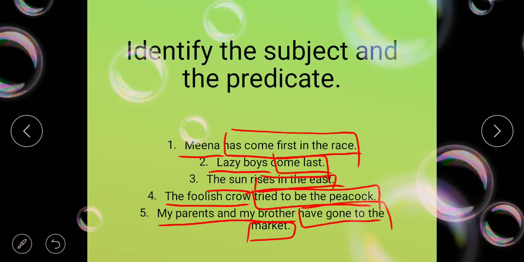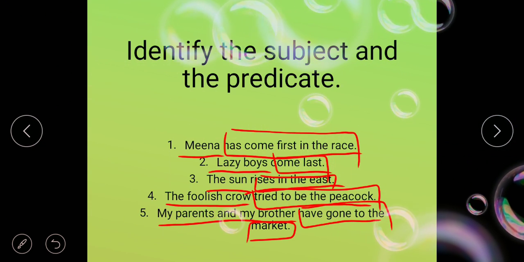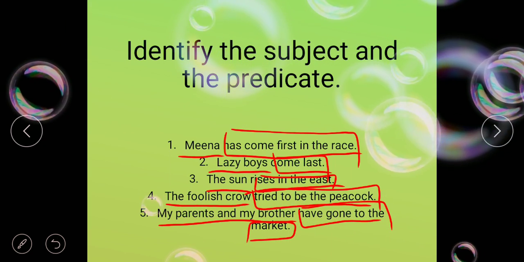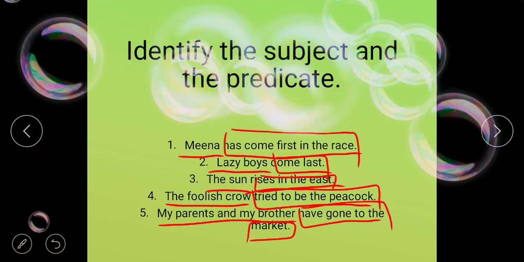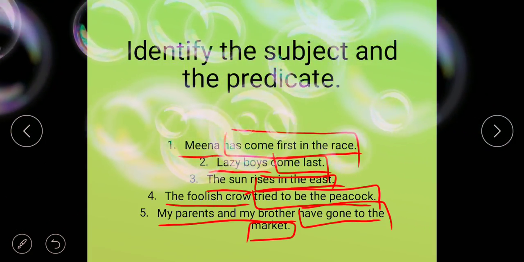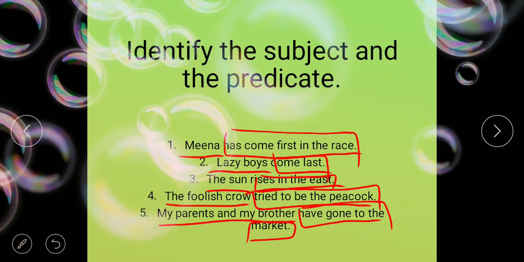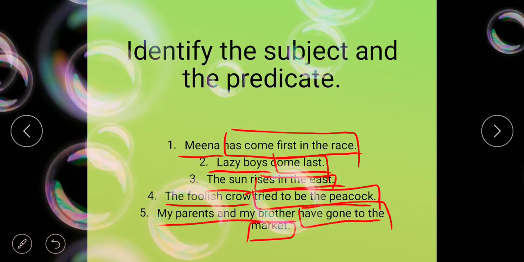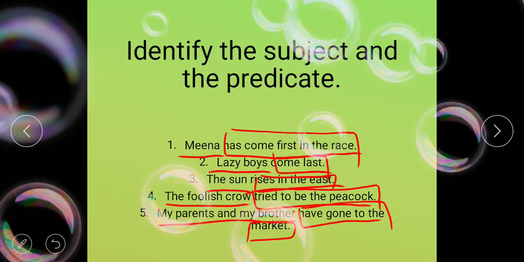So what we understand is that a predicate may consist of one word or several words, with the essential word being a verb, and it always starts with the verb. See, first one, has come first in the race. Always starts with a verb. Second one also, come last. Always starts with the verb.